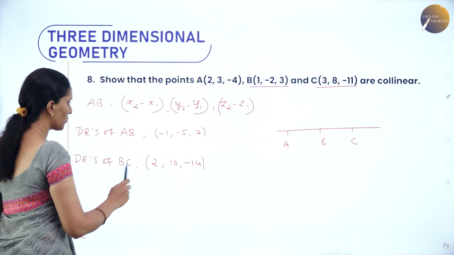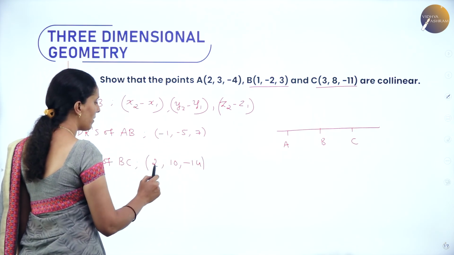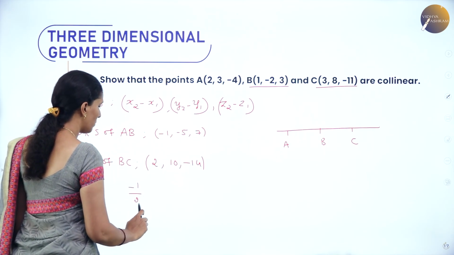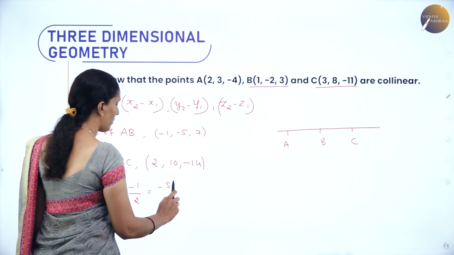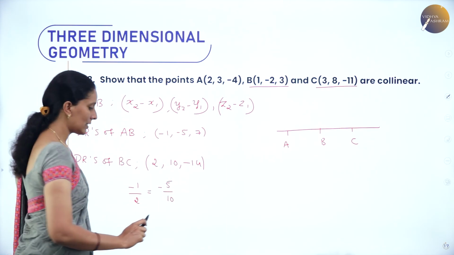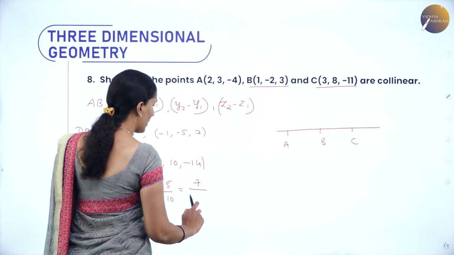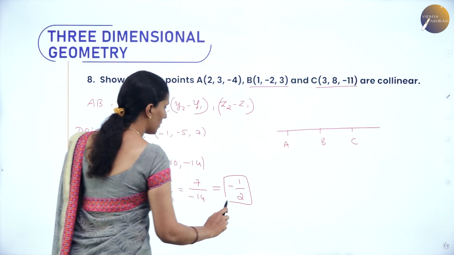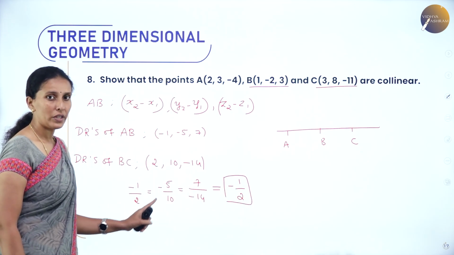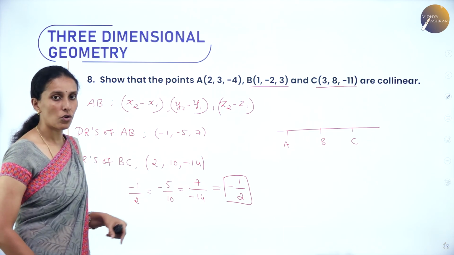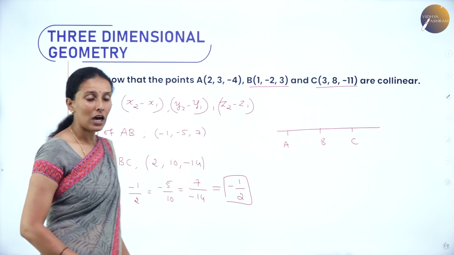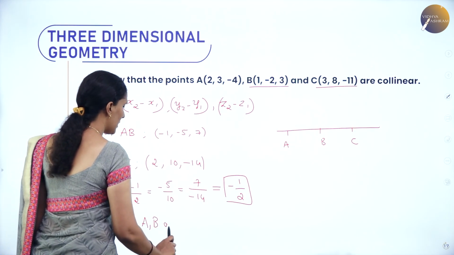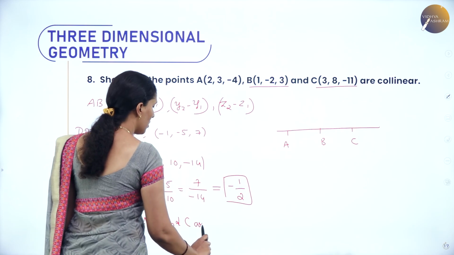Let us take the ratios of this. We will take a1 by a2, b1 by b2, c1 by c2. That is minus 1 by 2. And here we have minus 5 by 10, which is nothing but minus half. Again we have 7 by minus 14. So they are all equal to minus 1 by 2. So they are proportional to each other. So the direction ratios of AB as well as BC are proportional. So therefore we can clearly say A, B and C are collinear.